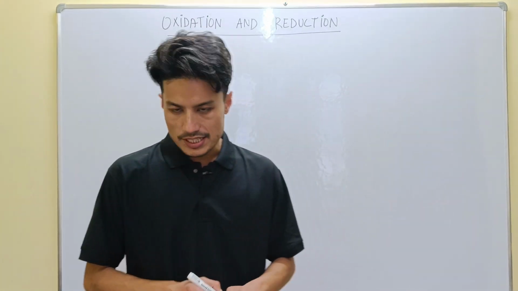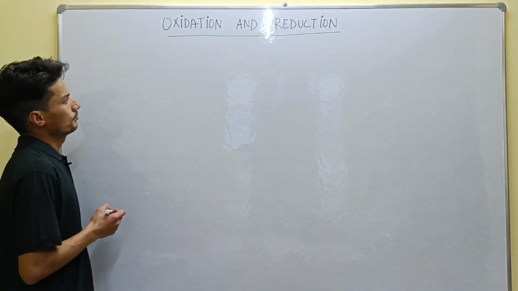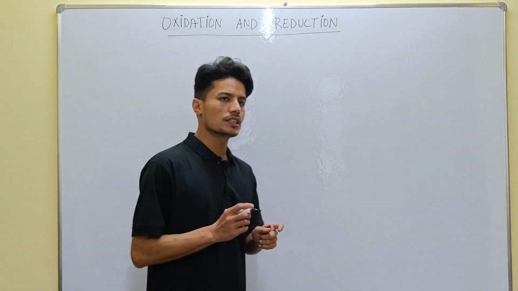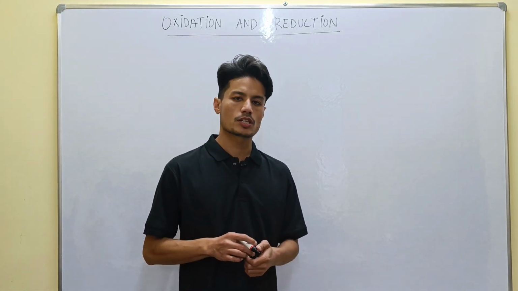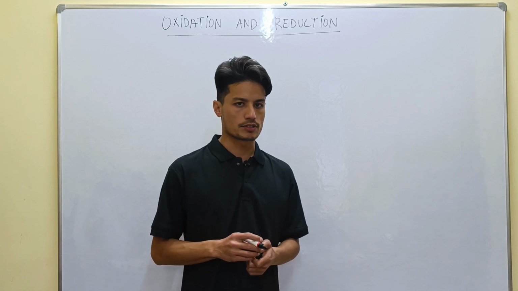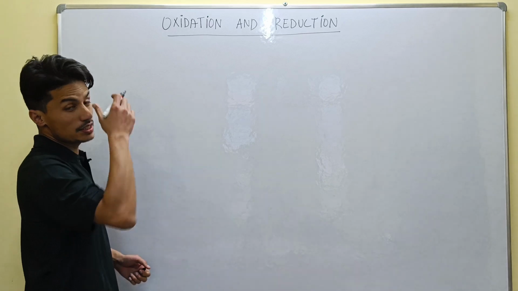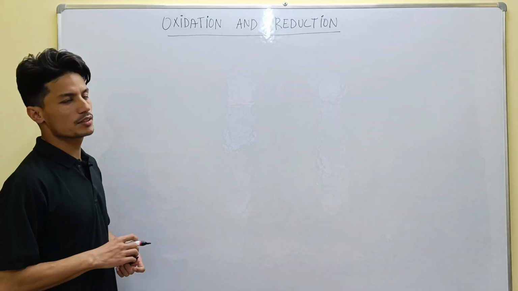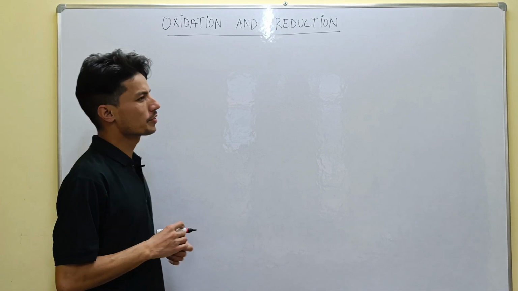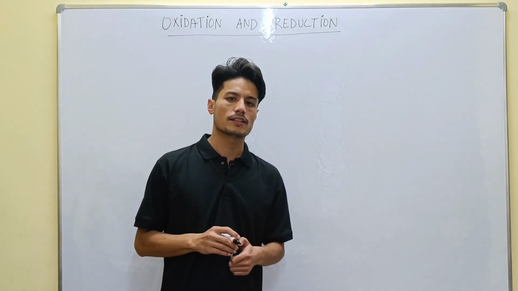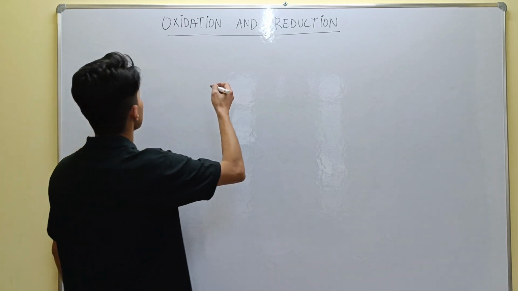So oxidation and reduction. What is oxidation and what is reduction? Now see, oxidation is gain of oxygen and reduction is gain of hydrogen. Let us discuss in detail what oxidation and reduction actually are. This discussion we will do with respect to loss and gain. So let us have a look.